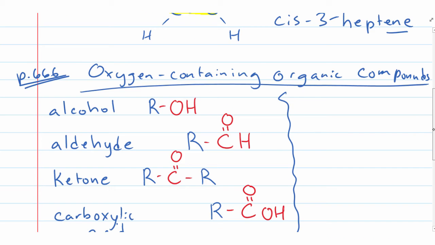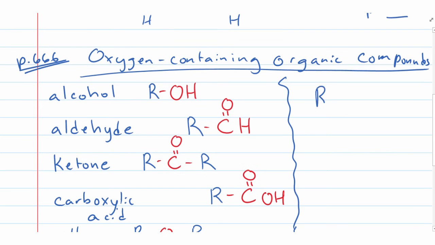The letter R stands for an alkyl group. Remember that an alkyl group would be like a methyl group or an ethyl group or a butyl group or an octyl group. It's basically just a whole bunch of carbons and hydrogens. Remember, an alkyl group is basically an alkane minus a hydrogen. So an alkyl group is represented by an R, and it could have anywhere from 1 up to hundreds of carbon atoms.